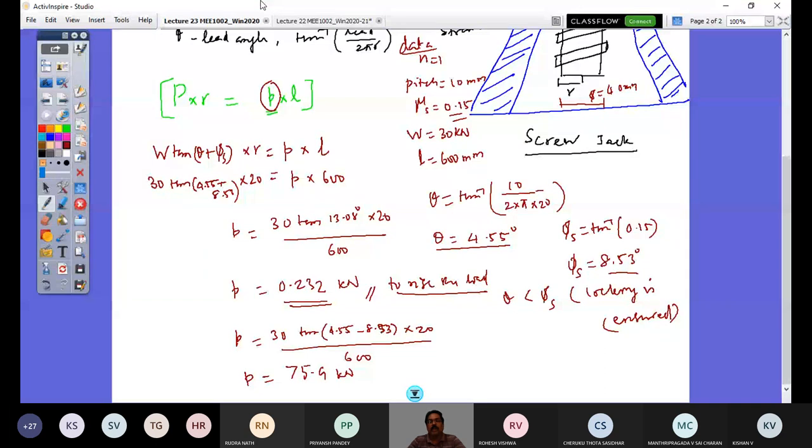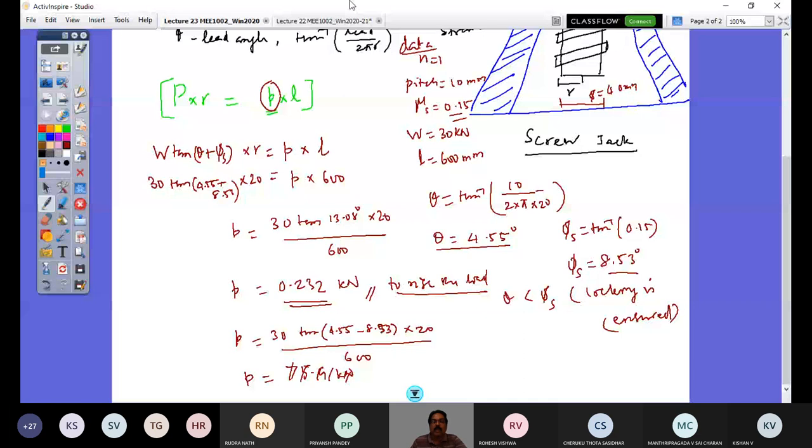Oh, I had to do tan of that. No, not tan inverse. Some mistake I made. Just a minute. Yes, sir. So, sir, you have assumed tan inverse. That is why it is 75. Yeah, tan of that angle, right? I'm sorry. So 8.53 minus 4.55. Sir, 0.069. Yeah, that's correct. So the earlier one is not correct. This tan of this angle I had to take. I had just taken tan inverse. That's why it's wrong. So 20 into 30 divided by 600.